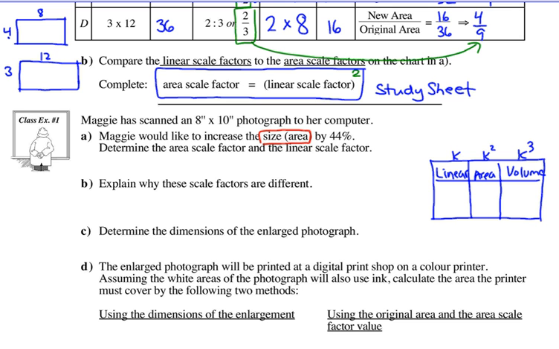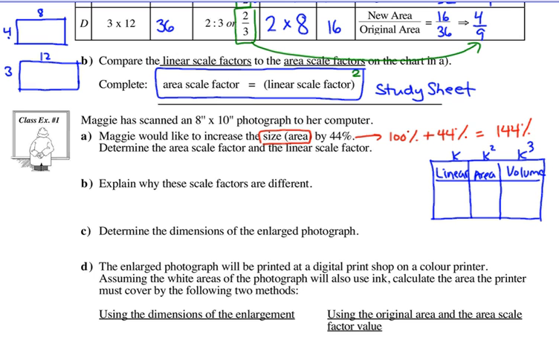We don't want to use just 44% as our scale factor, because that would be decreasing it. For increasing it by 44 means we're starting with the 100 and we're adding the 44%. So that we have 100% plus the 44 if we're increasing it. If we are decreasing it, we would subtract 44. And so our area scale factor is 144%.